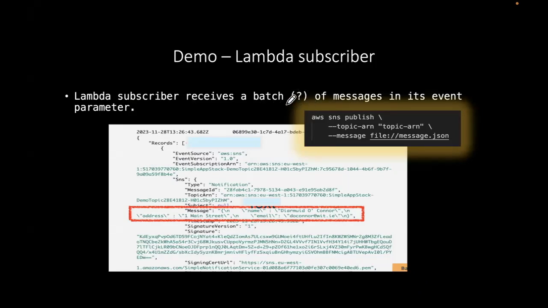Now, the reason I've got a question mark here is because we're actually going to contradict that statement later on. I only discovered that from reading a little deeper into the case where the subscriber is actually a Lambda. Turns out it doesn't receive a batch of messages at all. For every message written to an SNS topic, if that topic has a Lambda subscriber, the Lambda is triggered for each individual message.